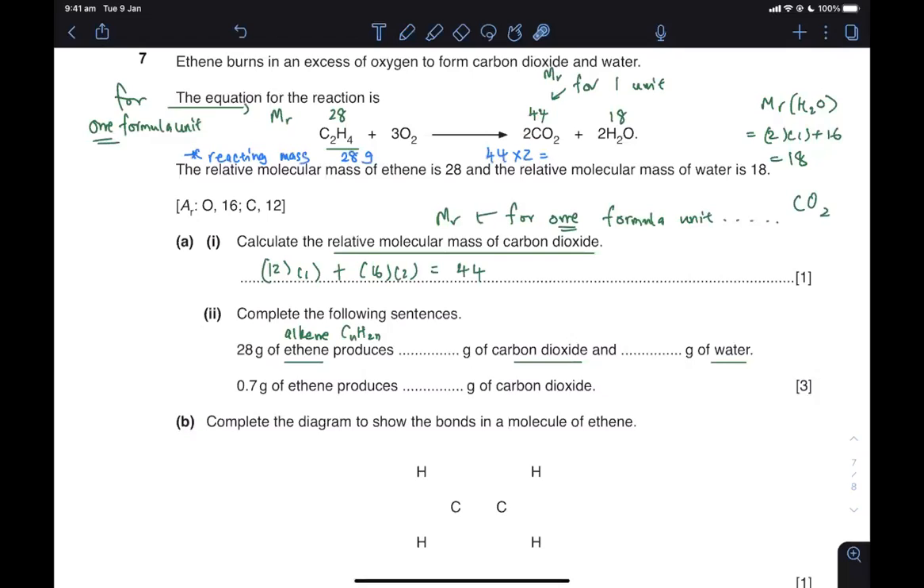So 44 times 2 gives me 88 gram. And then 2 times water. So there's 2 times 18, which gives me 36. That is what I use for my calculation because they're the reacting mass.